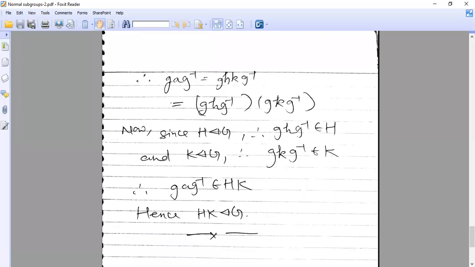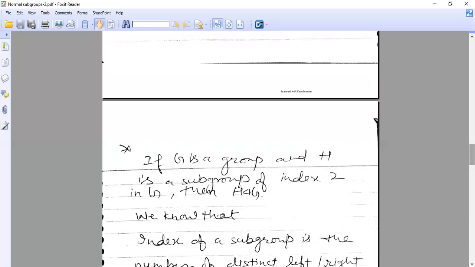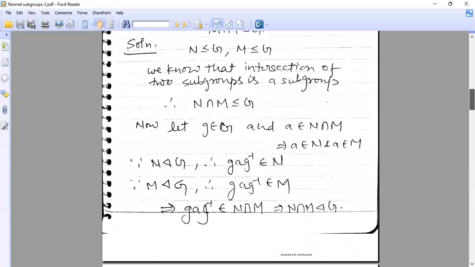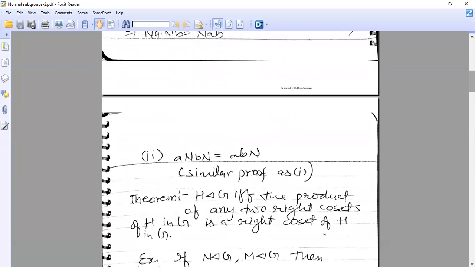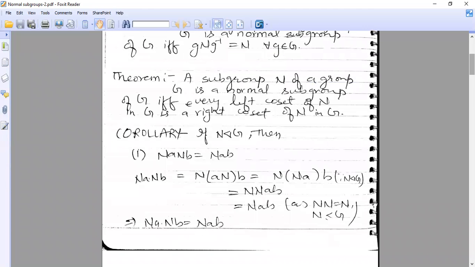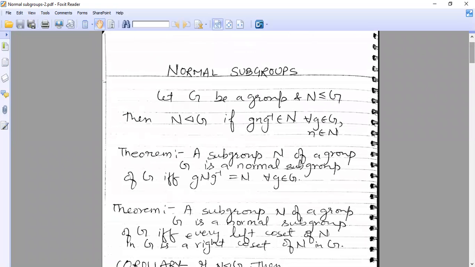So in this lecture we have seen a few examples of normal subgroups and certain conditions for normalcy of a subgroup. And when do we say that the product becomes a normal subgroup? So these are certain conditions. The product of two right cosets is a right coset, that we have already seen in this corollary. So this was all about normal subgroups. This was in continuation to the previous lecture. There we defined normal subgroups, and certain examples were given also. So I have continued that here.